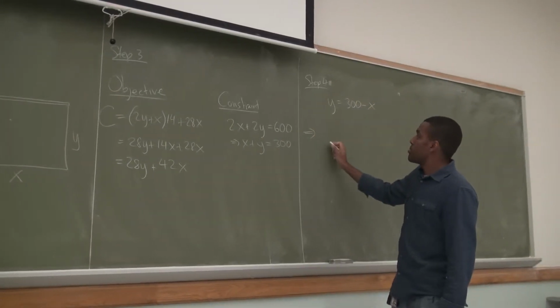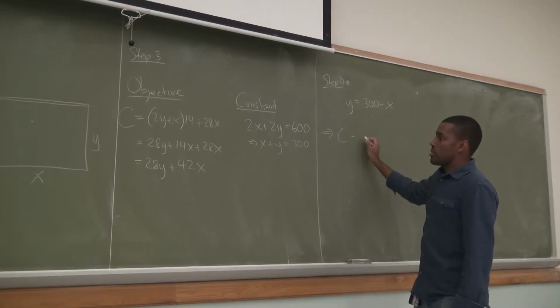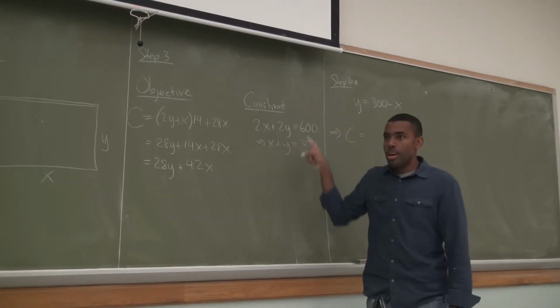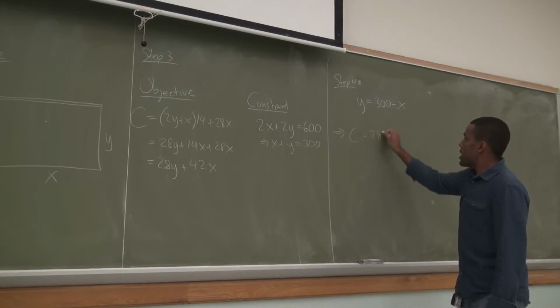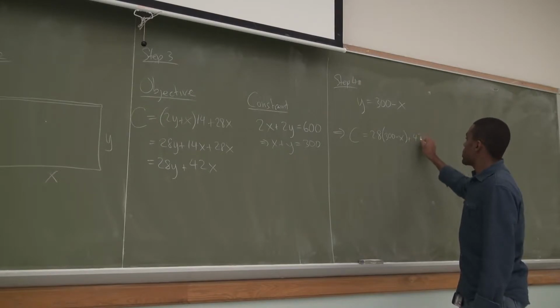That's the hardest part, finding the constraint and the formula. These two are the hardest part. And now you would just have 28 times 300 minus x plus 42x.